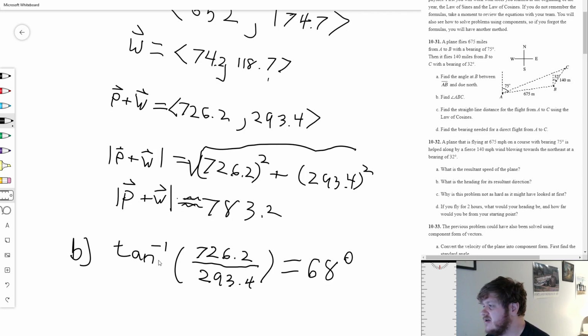Now for C, you have the question of why was this problem not as hard as it seemed before? Well, one of the key things here is that we were able to break it up into components. So when we're using vectors, we can break our things up into components and then add our components, and then we end up with the same sort of vectors.